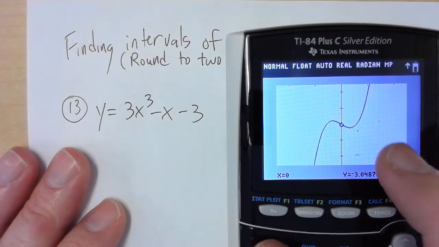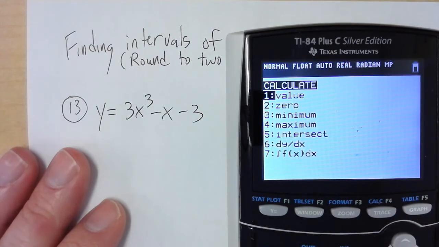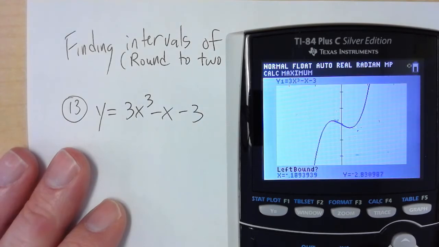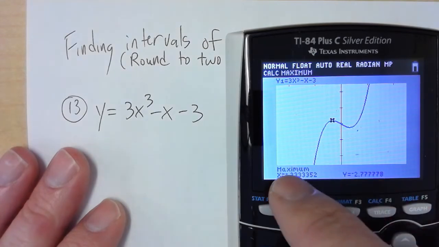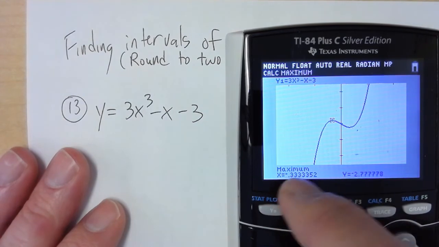So I go to second, calculate. And on GeoGebra, you can just click on it and it shows it to you. Max. So I'm going to go over here. And I just want the x values, just the x values. Okay. So the x value, it looks like negative 1/3. So I'll say negative 0.33. So just pull the x value off of here.